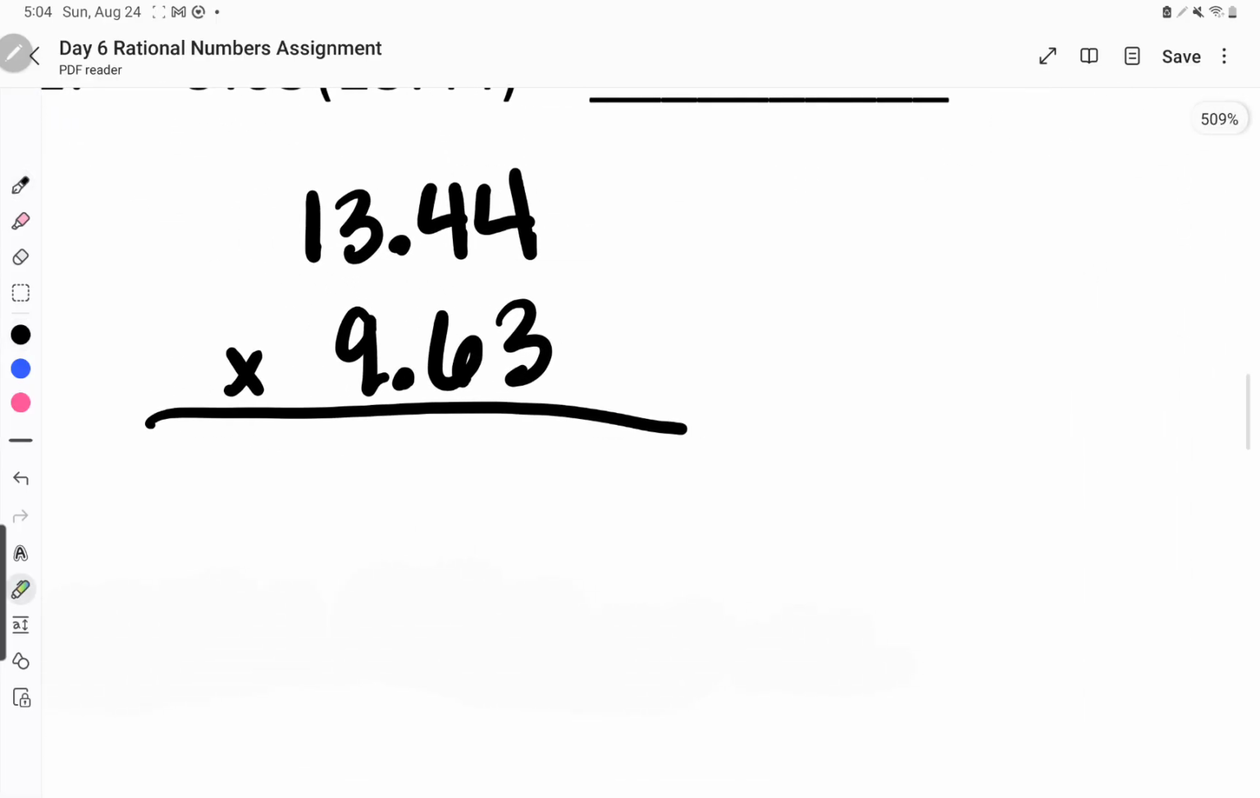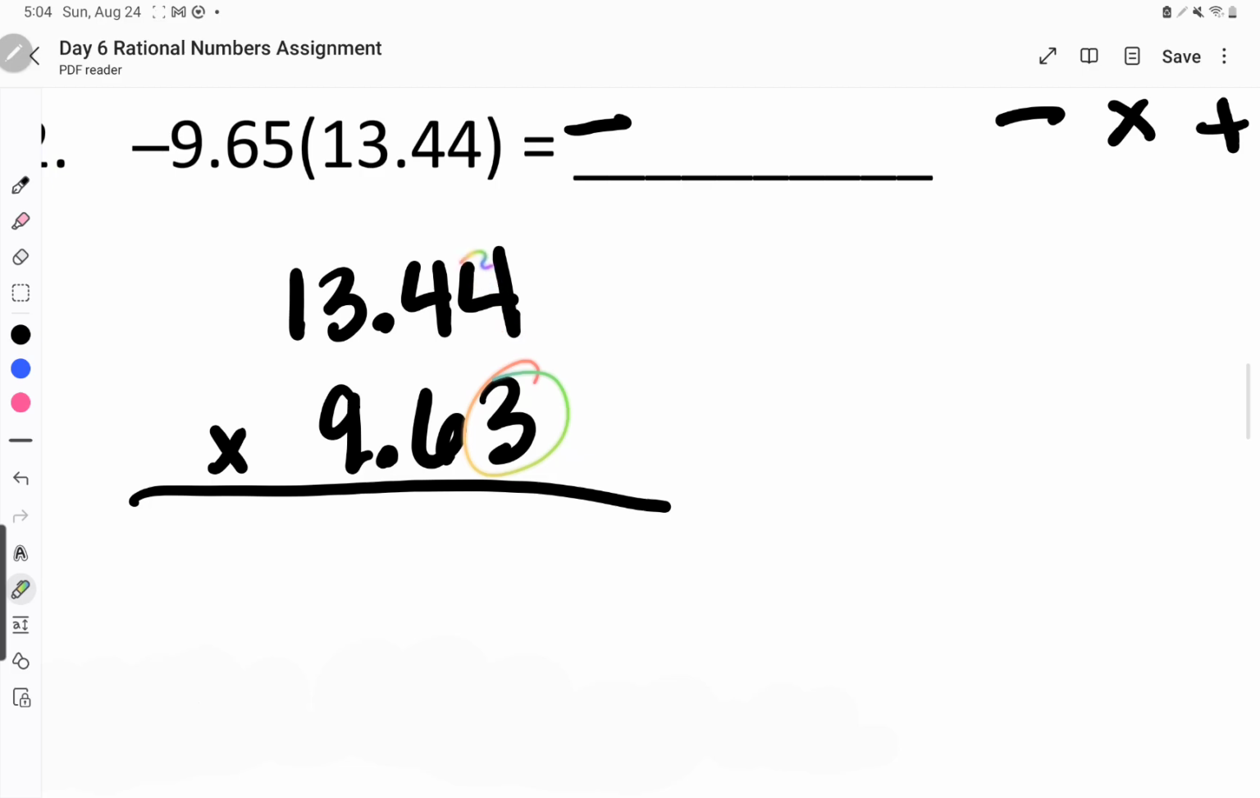We'll start with my 3 right here. So I do 4 times 3, and 4 times 3 gives me 12. So I write that in 2, and I carry my 1. Then I have 4 times 3. 4 times 3 is 12, and then I add the 1 up here at the top. So I have 12 plus 1, which gives me 13. So I write down a 3, and I carry my 1.